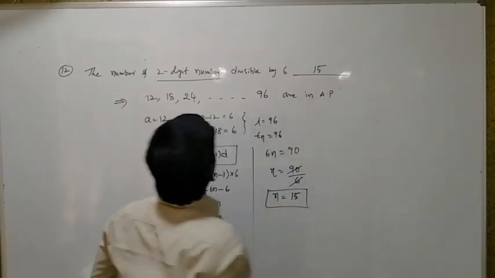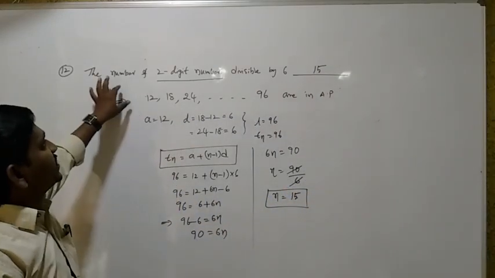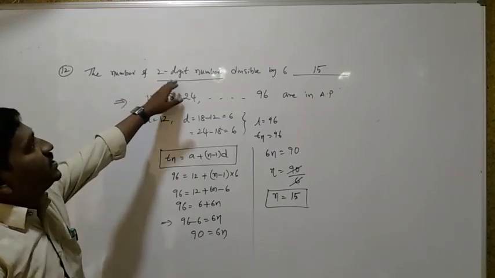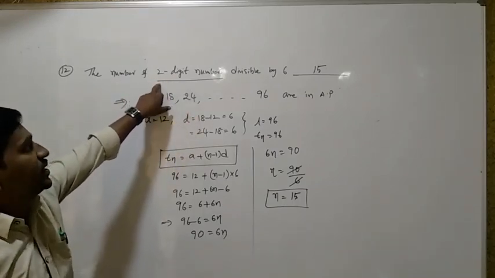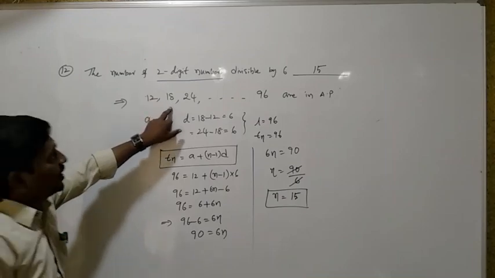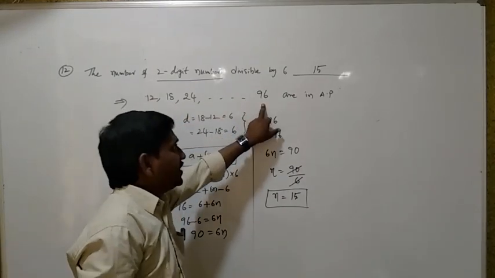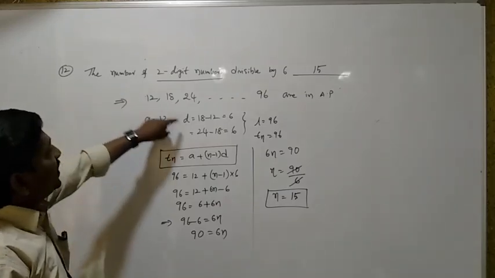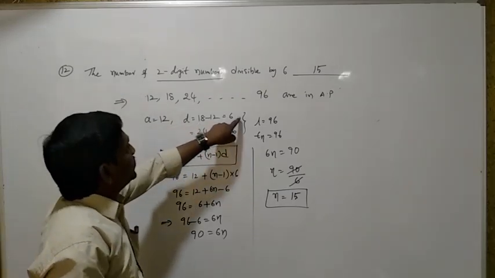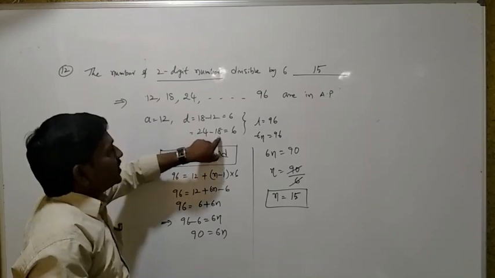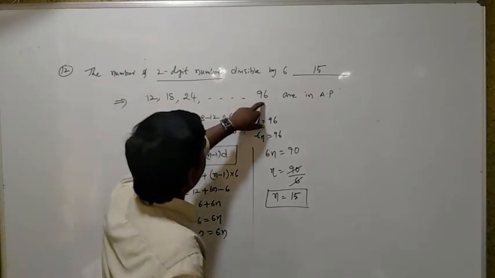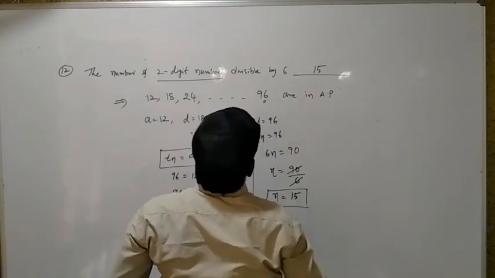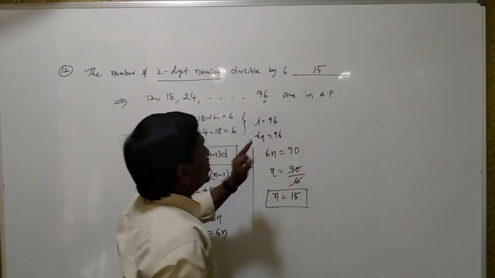How many numbers are there? Only 15 numbers are there, the two-digit numbers divisible by 6. Here 12, 18, 24, and so on up to 96 are in AP. Here a equal to 12 and d value 18 minus 12 equal to 6, and 24 minus 18 equal to 6. And the last term, 96, is taken as Tn.